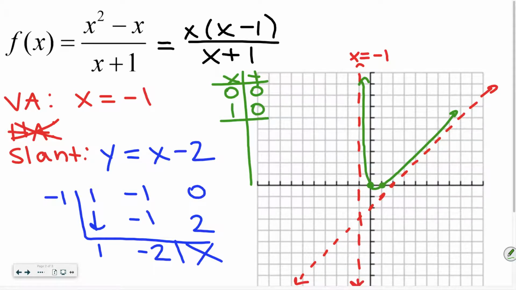All right. Since our asymptote is at x equals -1, we would need to choose -2 and -3 to plug in. Okay, so help me out. -2 squared minus -2 over -2 plus 1. Is that -6?